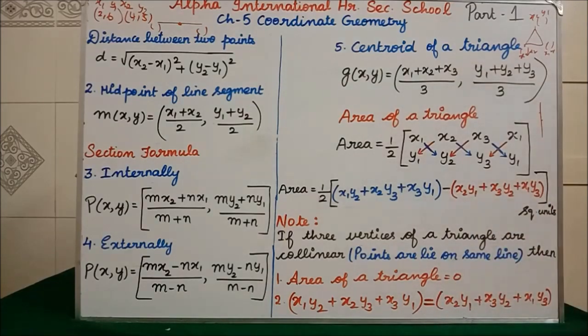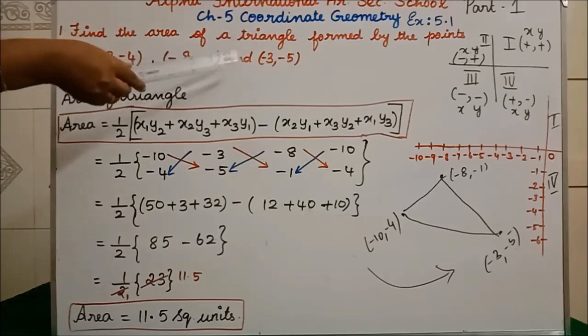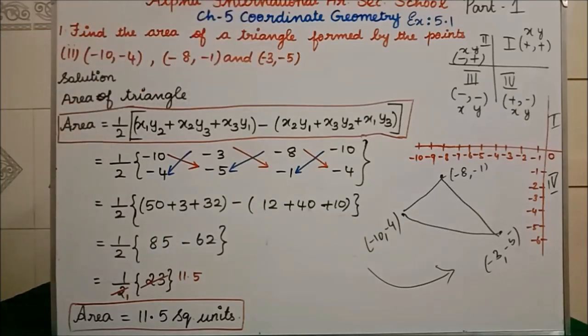Here, students, in the first exercise itself we have the area of a quadrilateral formula. When we are teaching the exercise problem, at that time I will tell you the formula for the area of a quadrilateral. Now we'll start our Exercise 5.1. Students, in Exercise 5.1, I am going to start with the first question. Find the area of a triangle formed by the points (-10, -4), (-8, -1) and (-3, -5). Students, immediately when you see the question, you have to draw the graph as a rough diagram. Only then can we start the problem.